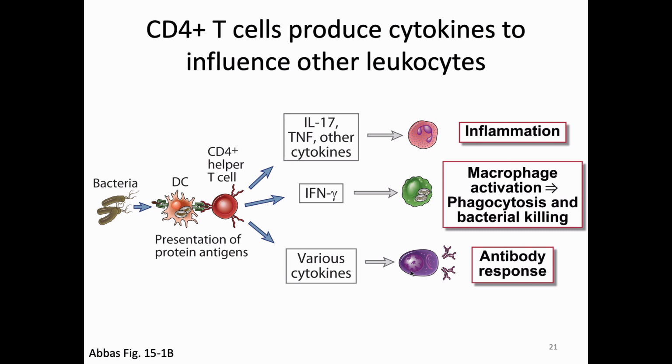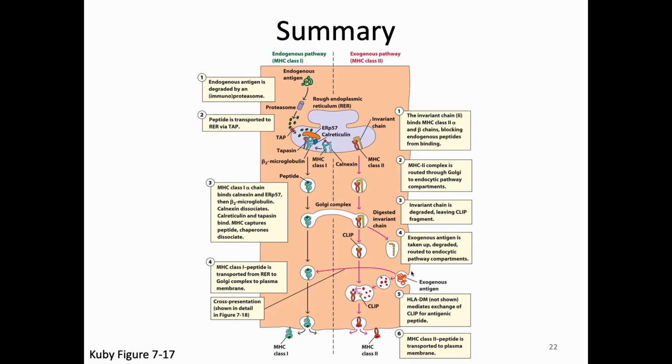And so MHC Class II turns on CD4 positive T cells, and those CD4 positive T cells are the helper type of T cells, which produce cytokines to influence other leukocytes. So that's what's going on here. And so this is the lovely figure from the textbook that summarizes all of the steps of both the Class I and Class II presentation process. And so everything I've just been telling you about is summarized here.